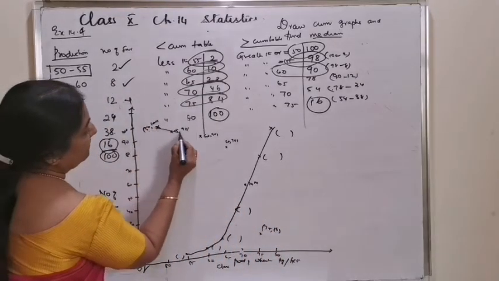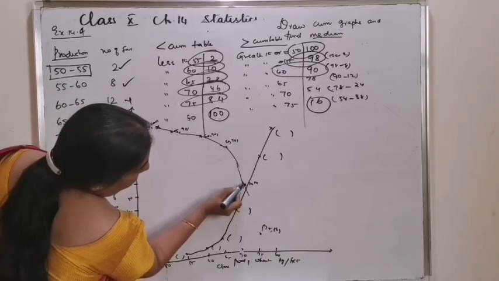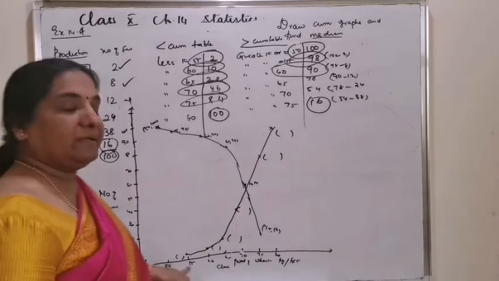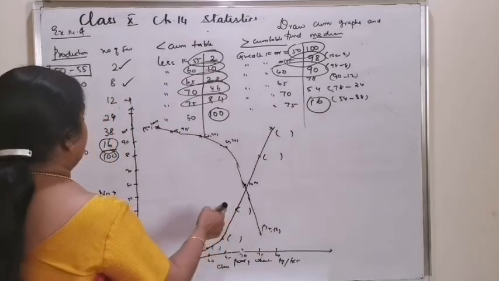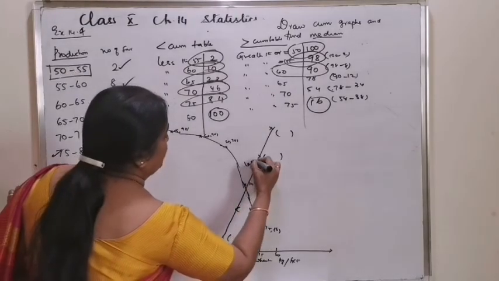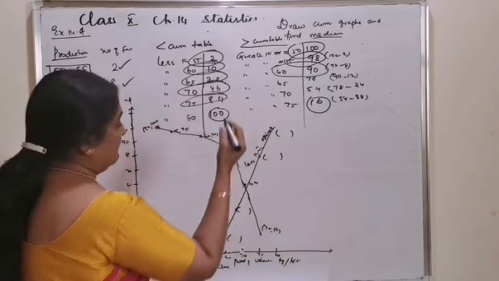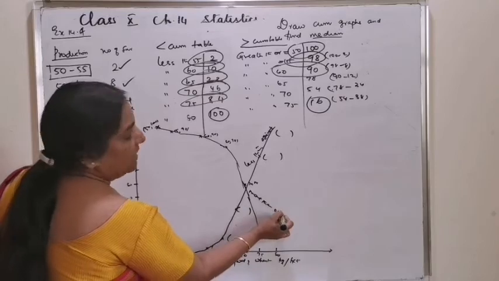Let me draw. It will be a falling graph. You will not connect the graph to any vertices. You will just leave it like that. This is a less than ogive. Less than ogive will be a rising graph, and this is a more than ogive. More than ogive will be a falling graph.